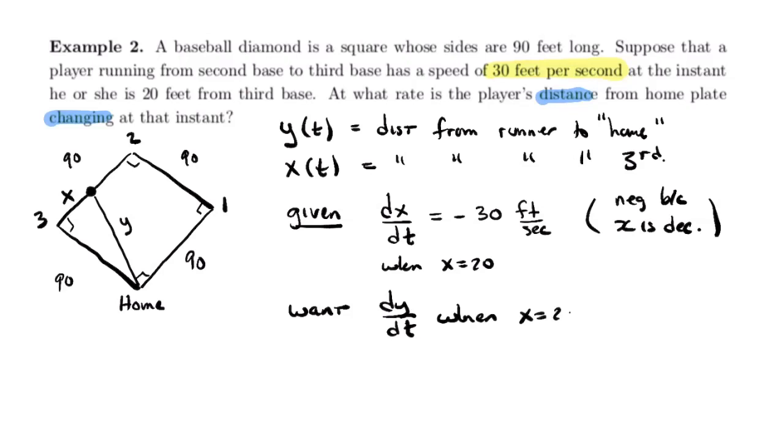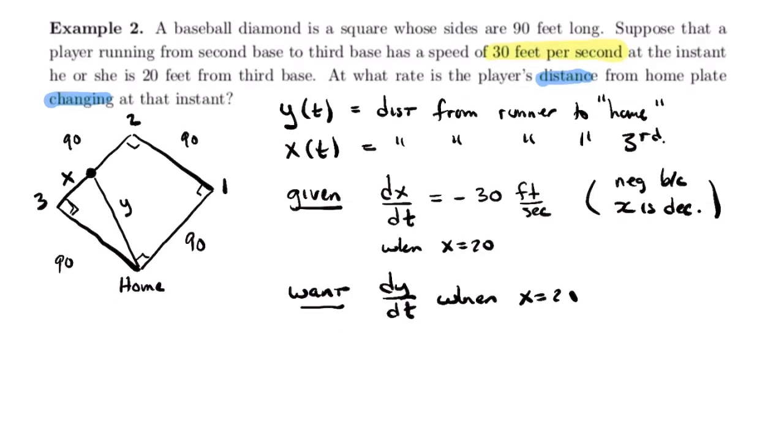I want dy/dt when x is 20. So in terms of our steps, we've drawn a figure, we've identified the quantities that are changing, and we know the rates we know and the rate that we want. So now I'm looking for a relationship between x and y. x and 90 are the side lengths of a right triangle. So one particular relationship is that x squared plus 90 squared is equal to y squared.